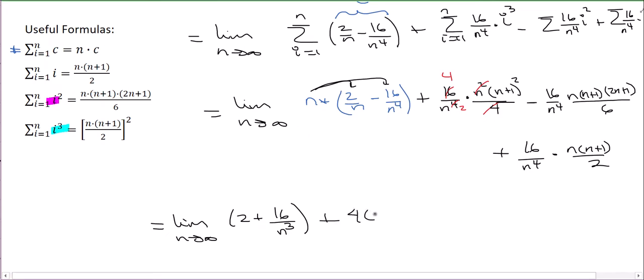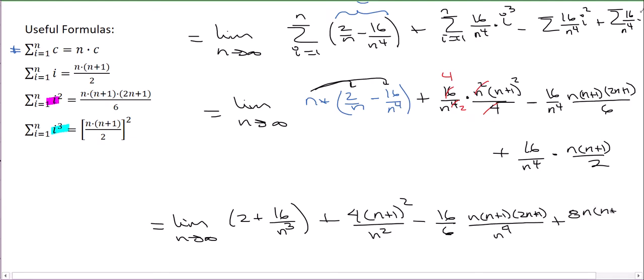So 4 n plus 1 squared over n squared. On the bottom, minus, this is getting a little harder to do, right? So I'm going to have 16. I'm going to just put the constants together. Then 16 over 6, and I'm going to have n times n plus 1 times 2n plus 1 over n to the fourth. I'm not going to try too hard to simplify that anymore. 16 and 2, that reduces to 8. So plus 8 n times n plus 1 over n to the fourth.